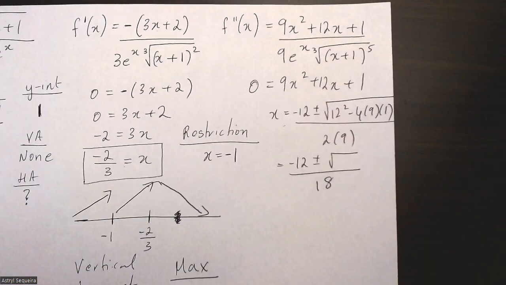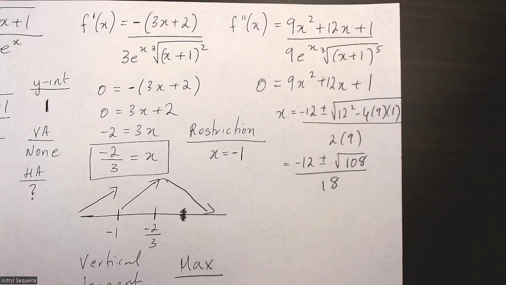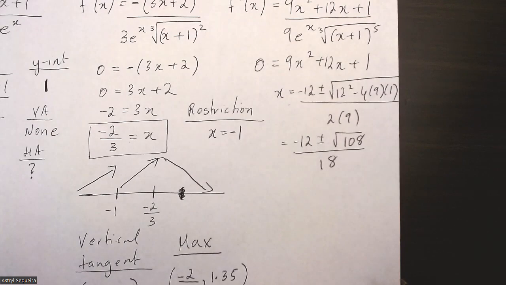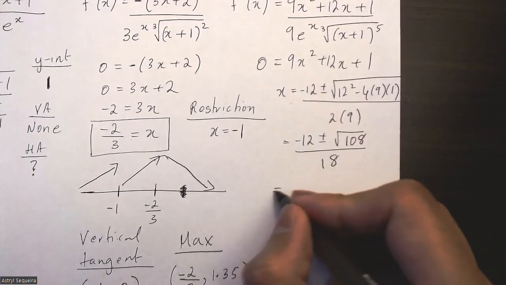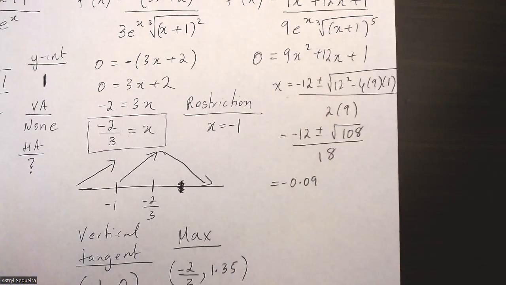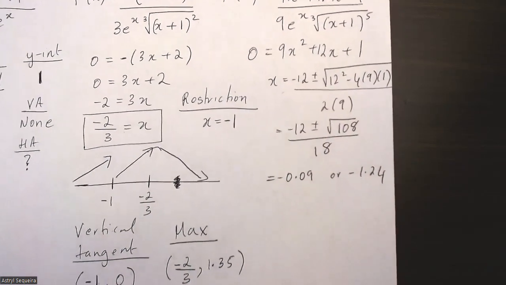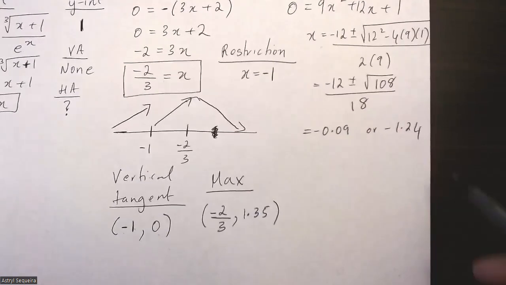I'll round to 2 decimal places because writing an exact value is kind of annoying for these questions, although not impossible. Some teachers may ask it. I'm just going to do decimals here because that's a bit easier. I get -0.09 if I round the first one, and the second one is just -1.24. So I have 2 inflection points over here.